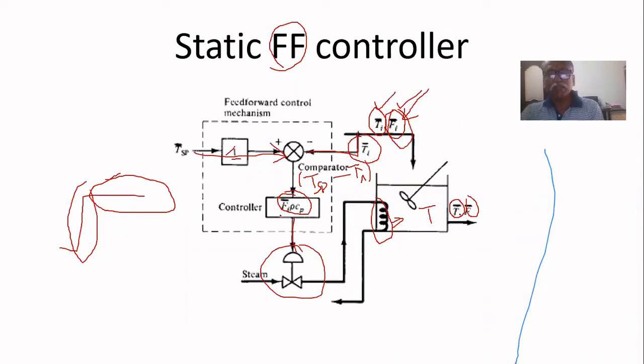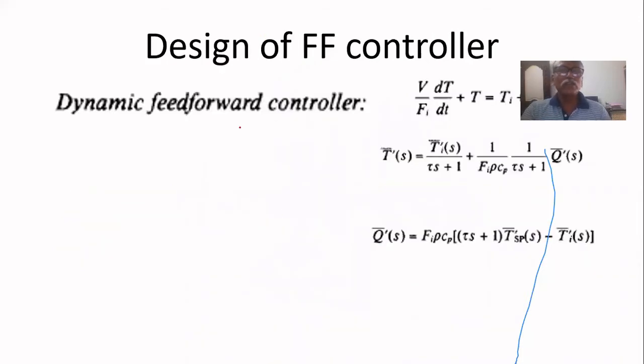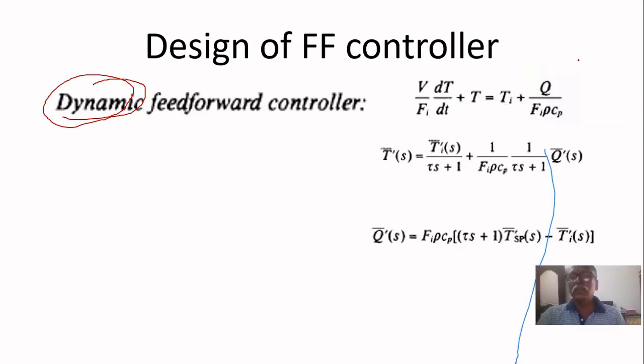That's why we have to modify the design to a dynamic feedforward controller. We have to consider a dynamic equation to design this feedforward controller. So here, you again consider the same equation, V by Fi dT by dt, multiplied by Fi. You brought that Fi here.